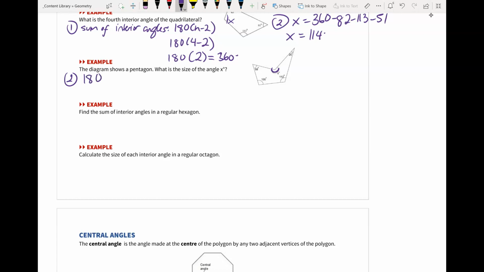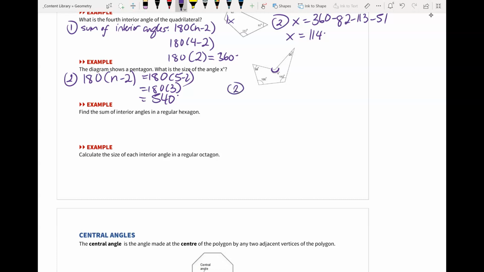So our formula to find the sum of the interior angles is 180 n minus 2, where n is the number of angles, and we have 5 angles in this case. Then 180 times 3, which is 540 degrees. So what we just found is the sum of the interior angles. So if I were to add up all these angles inside our pentagon, we're going to get 540.